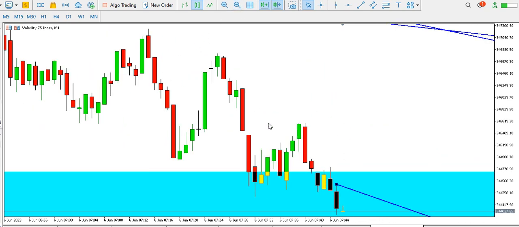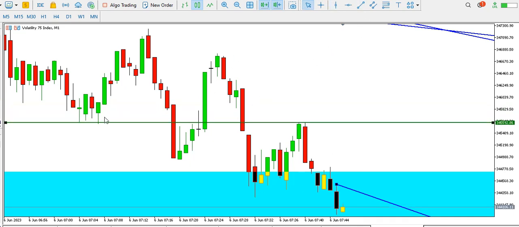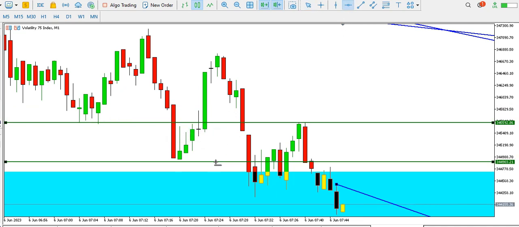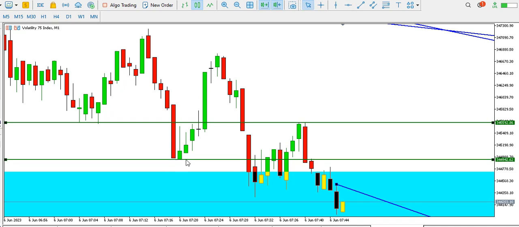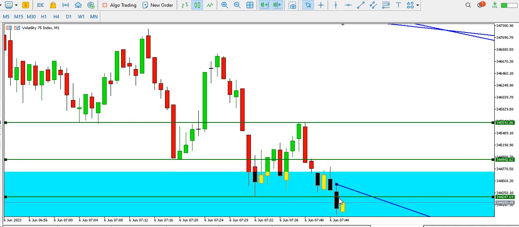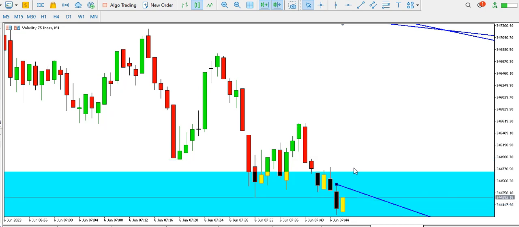Price of volatility 75 minutes continues to range downwards and continues to break structure. The structure around here, broken around here. The structure around here, talking about this particular structure, broken around here. The structure around here, currently broken around here on the 1 minute time frame. So price continues to break structure to the downside. So it's advisable you look for selling opportunities.